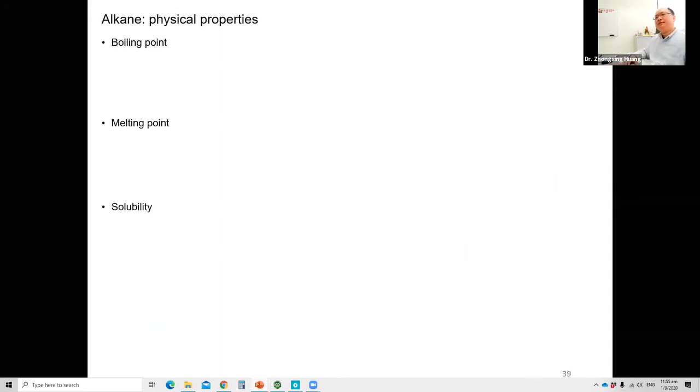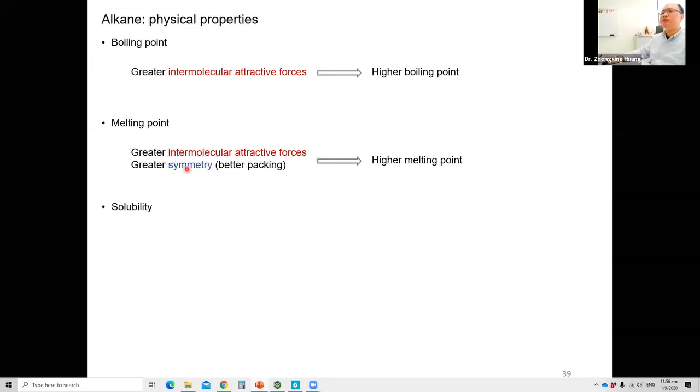Then when we talk about the physical properties of alkanes, we have three things: boiling point, melting point, and solubility. How do you predict and explain these properties? For the boiling point, a greater intermolecular attractive force, which we'll talk about later, gives a higher boiling point. For the melting point, besides the intermolecular attractive force, the symmetry of the molecule is important, because melting is the transition from solid to liquid, and the solid has a crystal structure. How the molecules pack with each other is very important, because if they pack really tightly, it's really hard to break them apart. And for solubility, one simple sentence: like dissolves like, and we will talk about this.